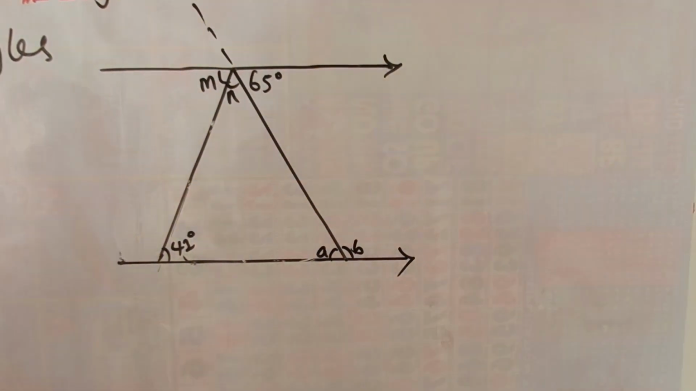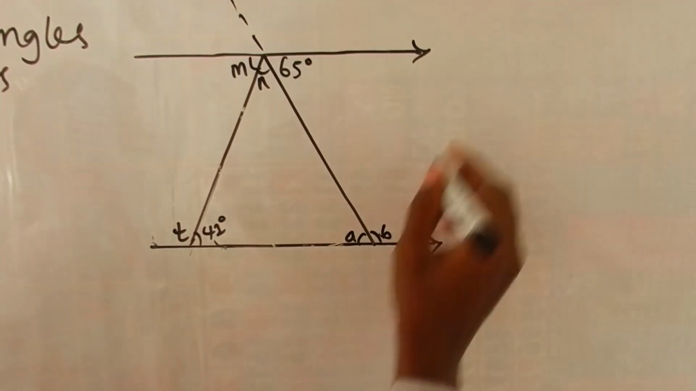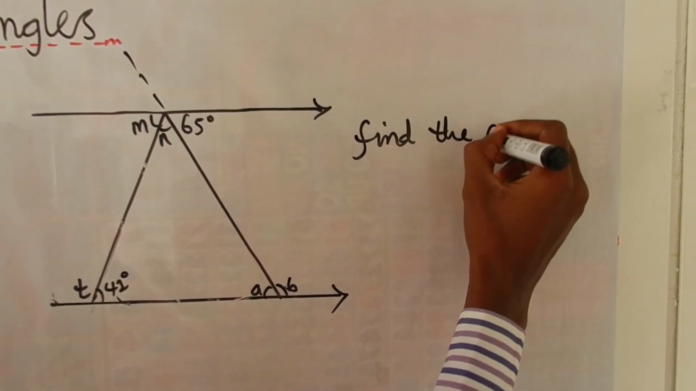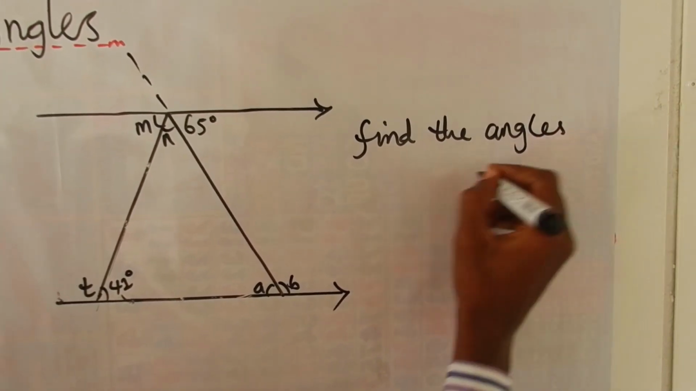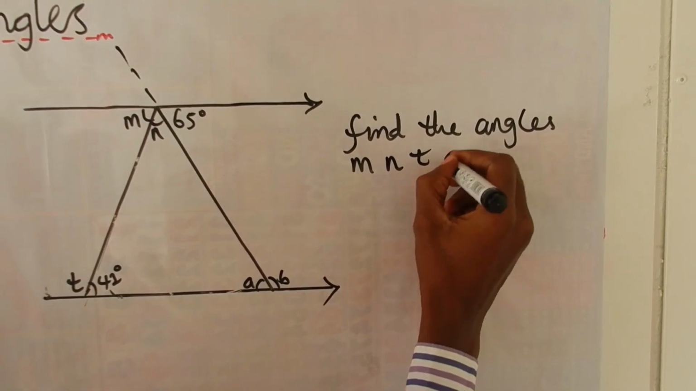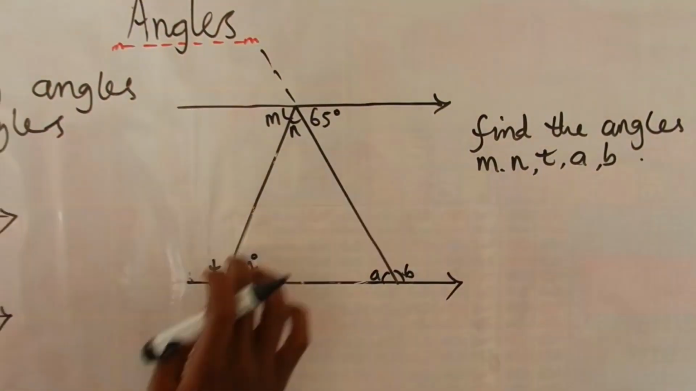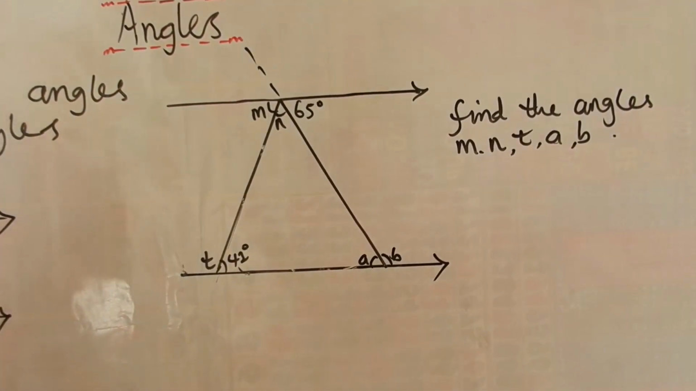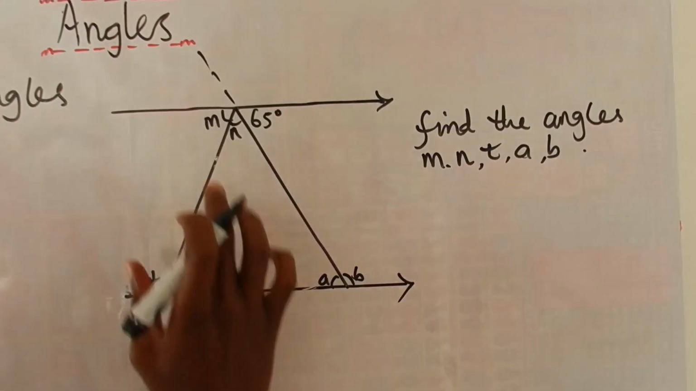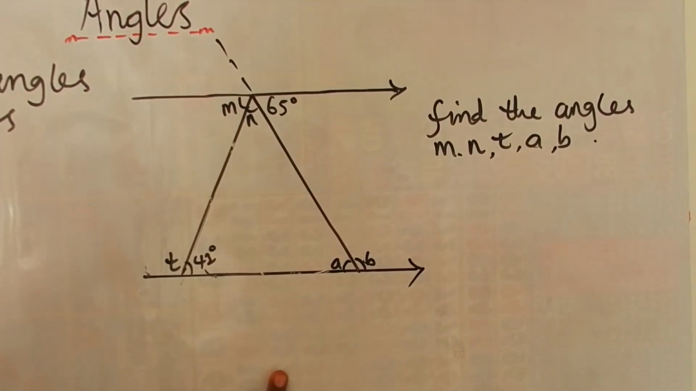A, B. What is the value? Let's call here T. Find the angles M and T, A, B. So you have to look for these angles M and T, A, B. How do I solve? How do I get the value of this angle? Now I have this as a straight line angle, isn't it? I have this as a straight line angle.